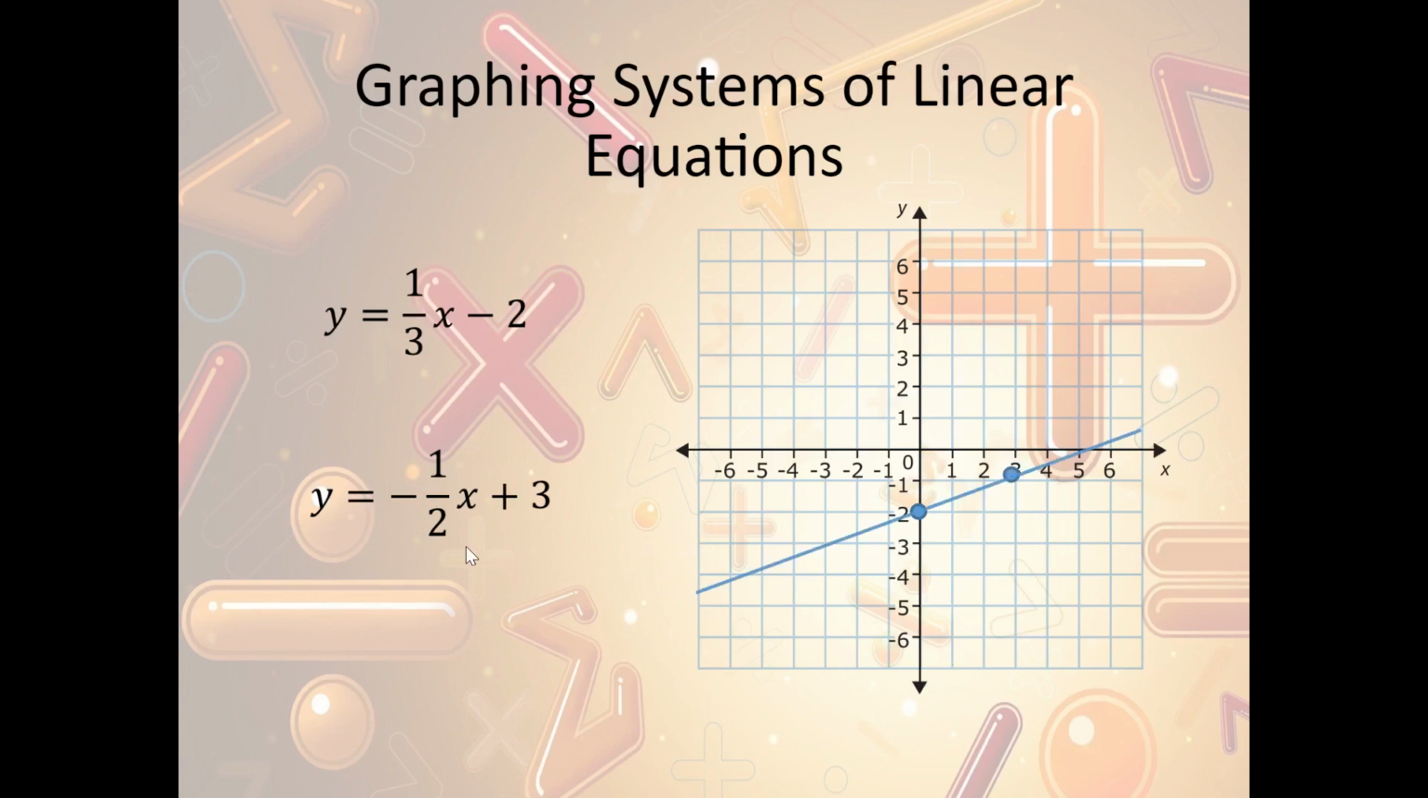Now, we're just going to plot the second line on the same graph. My y-intercept for this one is 3. So I'm going to go up 3 and plot my point. And my slope is -1/2. So I'm going to go down 1, to the right 2. Connect the dots. And notice now I have a point where they intersect, which is right there. That is considered the solution to the system of equations.